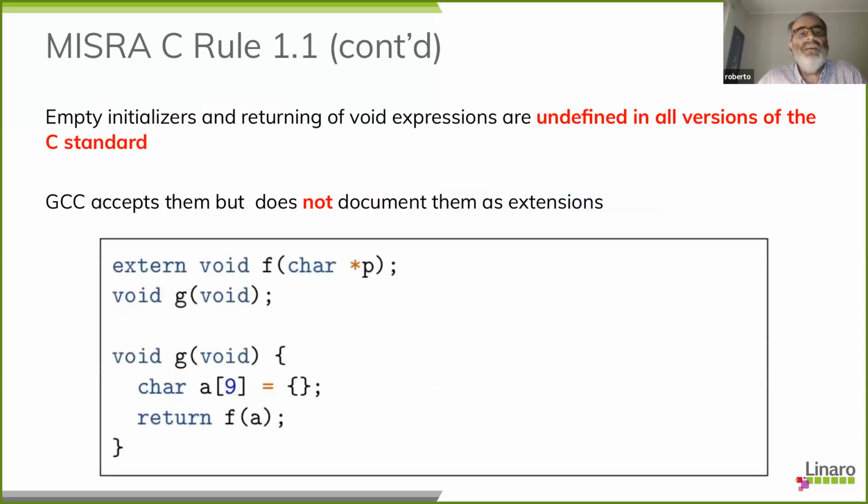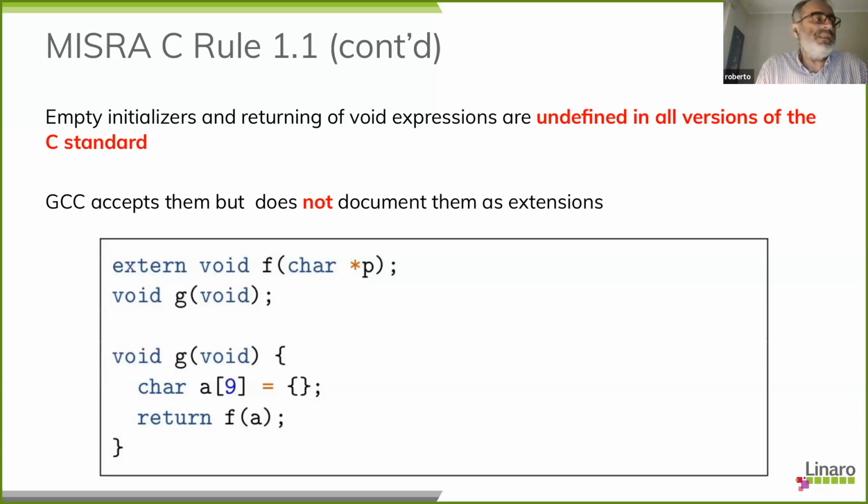Here's an example. GCC accepts two things: returning void expressions. You see here, g returns a void, f of A is an expression of type void. And also it accepts empty initializers. You see, open brace, closed brace. This is a constraint violation. This is not C. Some of you might think, well, these certainly are extensions provided by GCC. Well, they probably are, but there is no documentation for them. So in a safety critical development, they basically cannot be used because, if they are extensions, they are undocumented.